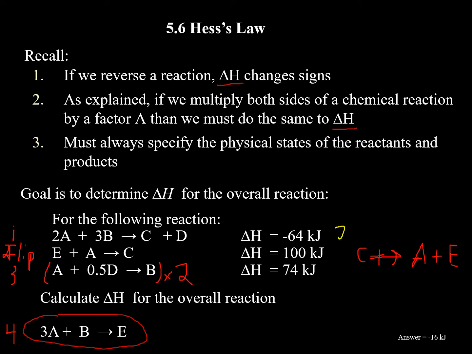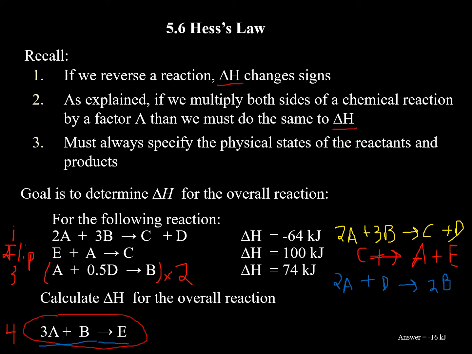We have 2A, rewriting this out, 2A plus 3B gives you C plus D. Line number 3, what did we do? We multiplied everything by 2, so we have 2A plus D gives you 2B. And now we want to see if things cancel out to get us our final product again. 3A plus B gives you E.